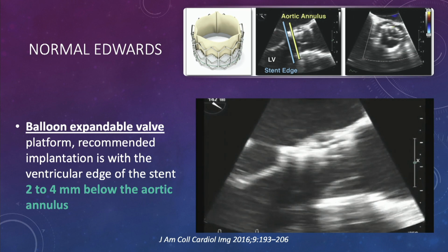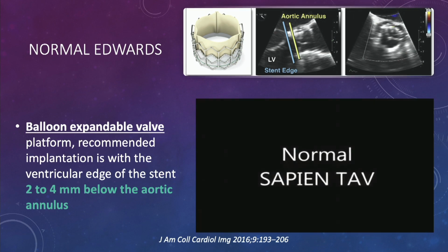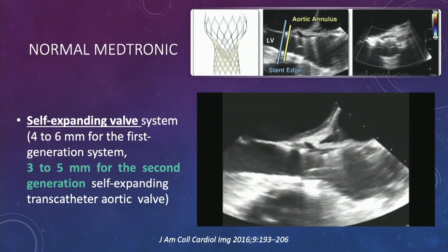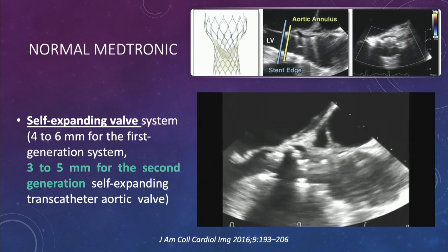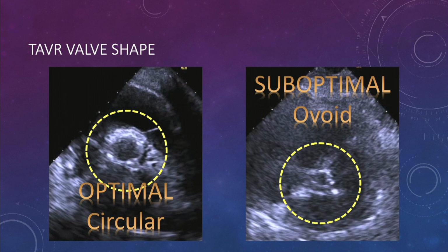The edge of the stent is usually 2 to 4 millimeters below the aortic annulus. And on the Medtronic valve, it's about 3 to 5 millimeters below the aortic annulus. When seen in the short axis, a good deployment is when the stent is circular. But if it's ovoid, it's not fully expanded. That means that the valve has not been completely or fully deployed and placed correctly.